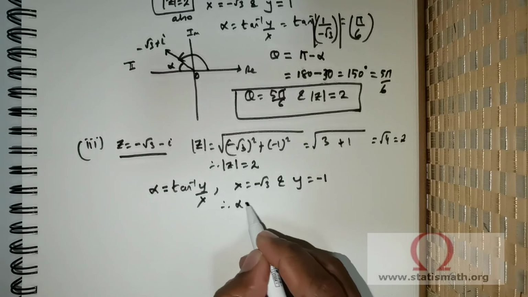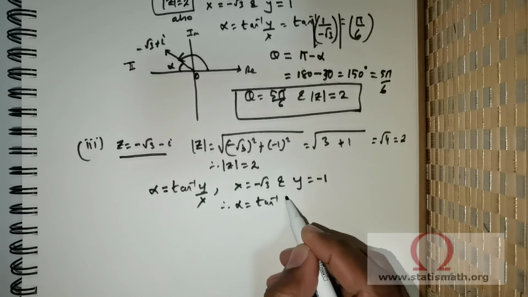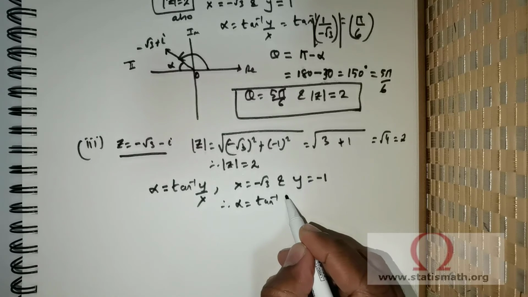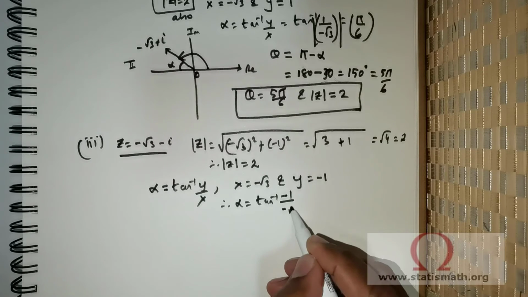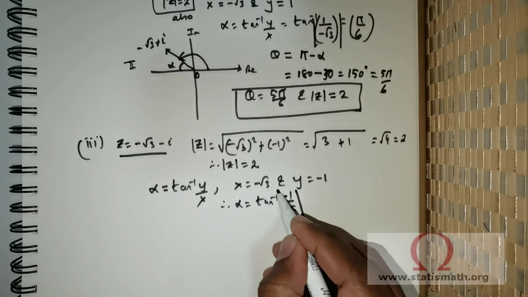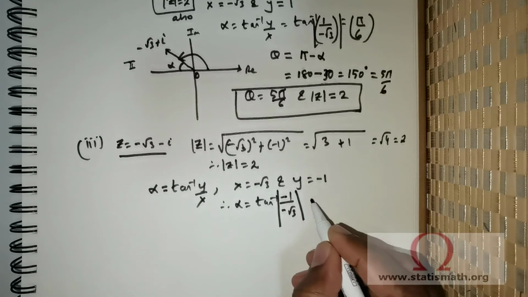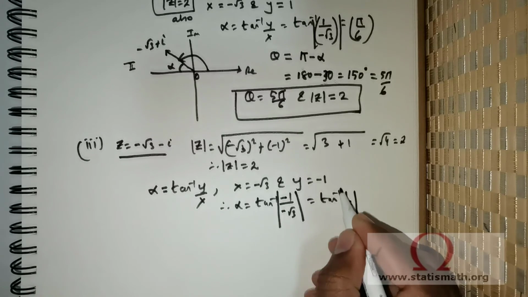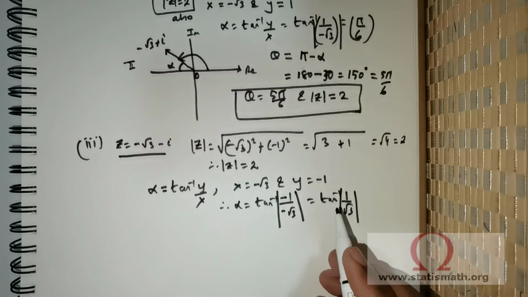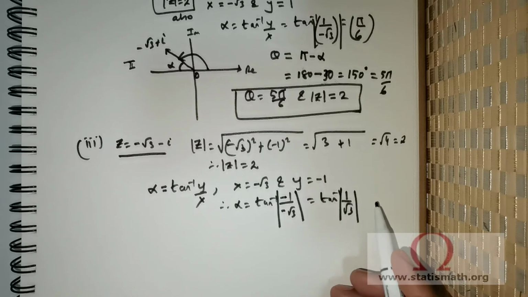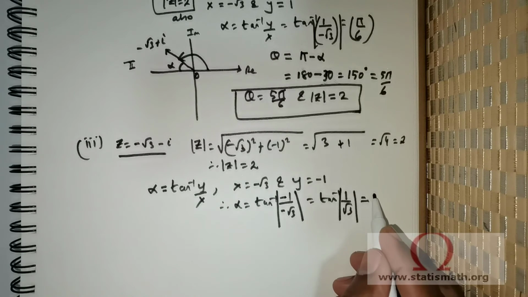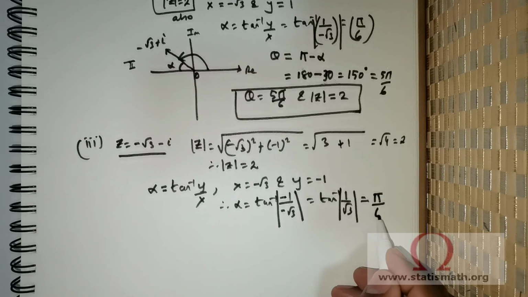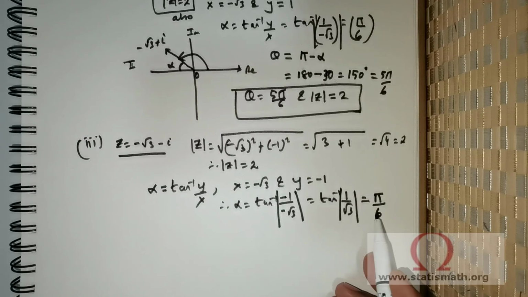So therefore alpha is equal to tan inverse of, now y is -1 and x is -√3. Now this goes within the modulus sign, so have that in mind. So that means this is tan inverse of 1 over √3. This value 1 over √3 is going to be giving us a value of pi over 6. Now this cannot be taken to be our principal argument.